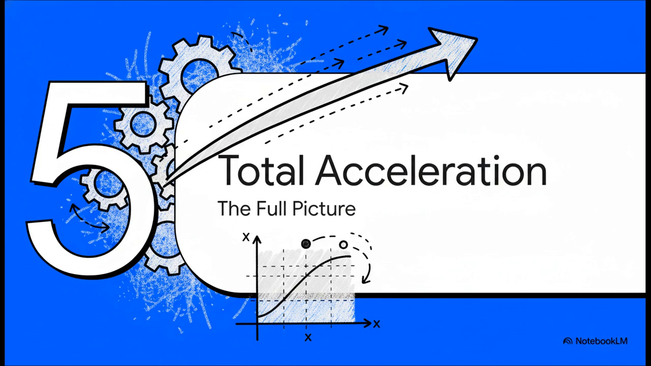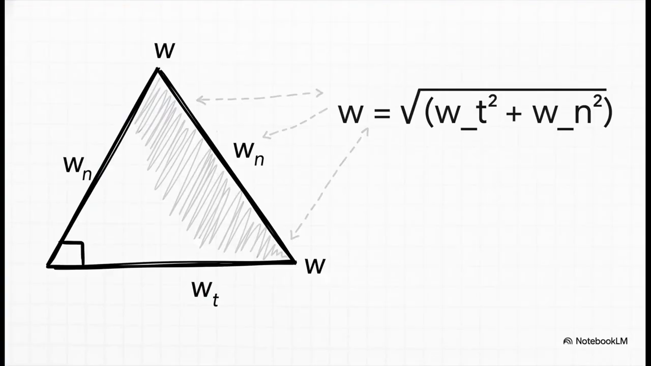Let's keep this momentum going and figure out how to calculate the total acceleration as a function of distance. Now remember, tangential and normal acceleration are just components. They're at right angles to each other, so you can think of them as the two legs of a right triangle. And the total acceleration? Well, that's just the hypotenuse. So to find its magnitude, we can just use the good old Pythagorean theorem.